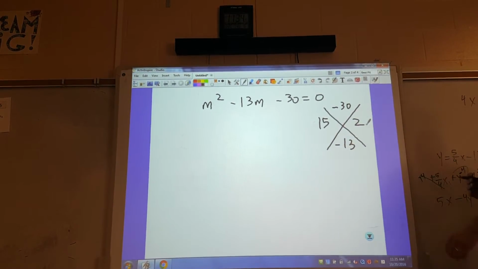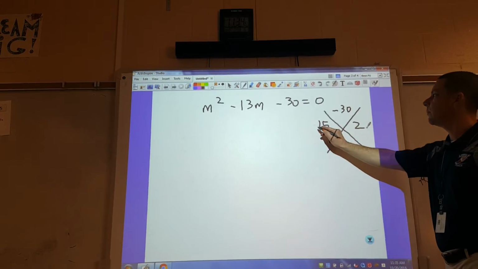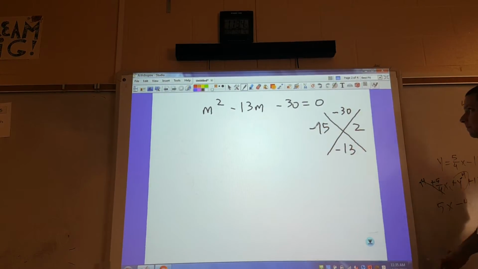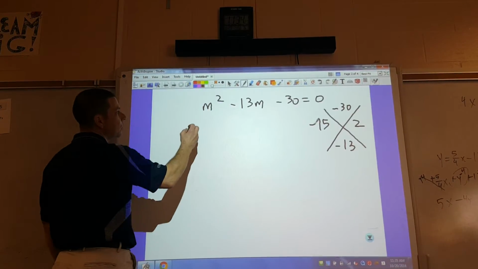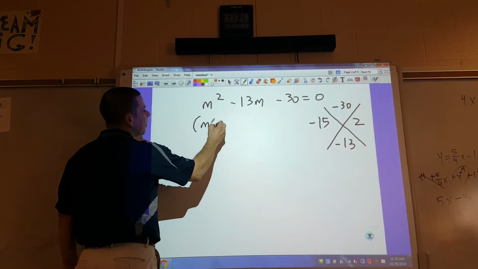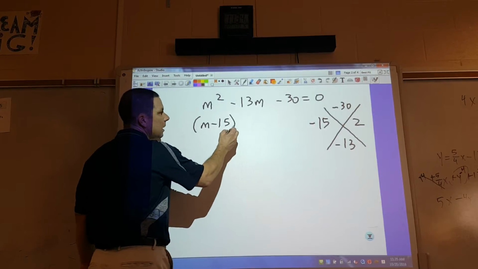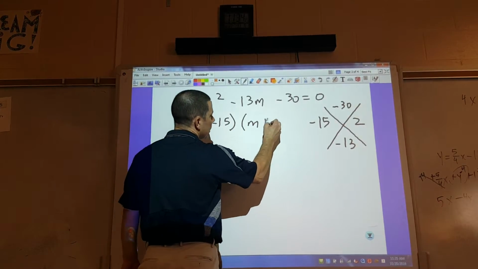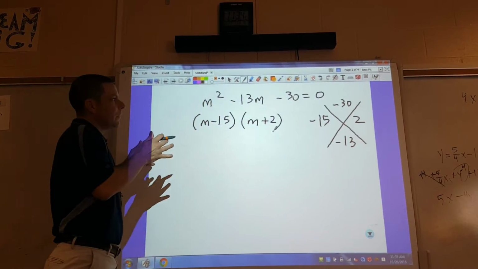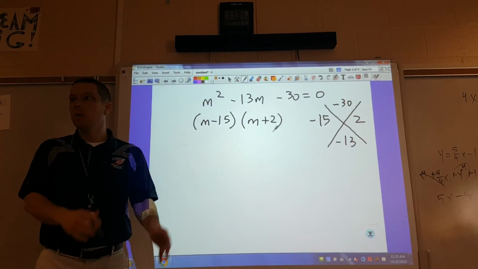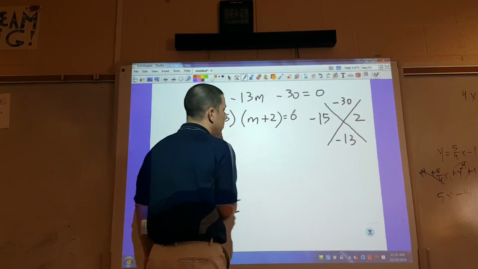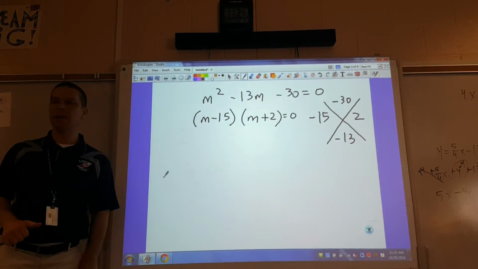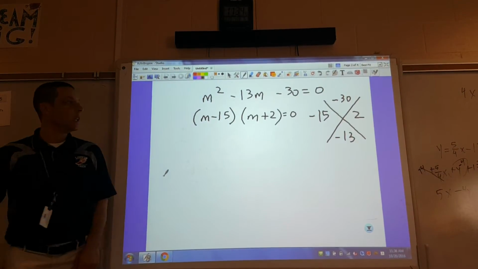We've got to get the negative in the right spot. It looks like we should give the negative to the 15. So the factorization of m squared minus 13m minus 30 would be m minus 15 times m plus 2. Now we're used to leaving it there, but this is an equation this time, so we need to include that equals 0 part. Here's where the zero product property comes in.